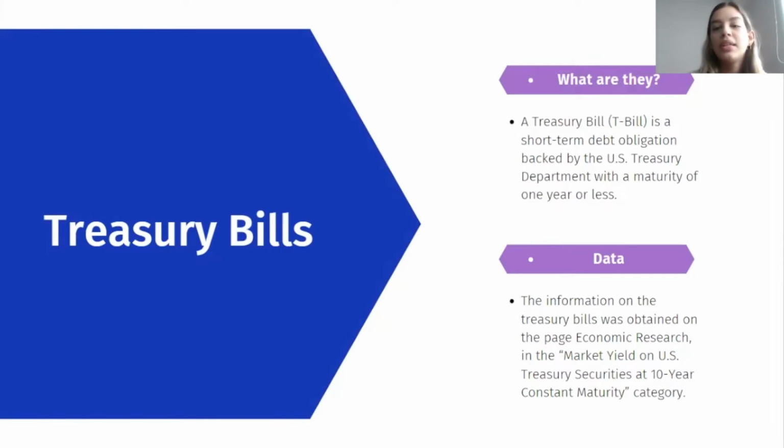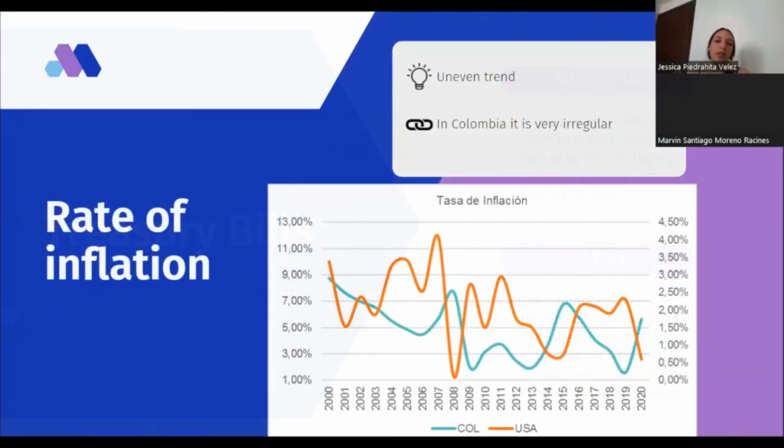Now about the data. The information on the treasury bills was obtained on the page Economic Research, in the market yield on US Treasury securities at 10-year maturity category. First, we will talk about the rate of inflation. The data was taken from reliable sources such as Refinitiv and the Daniel.